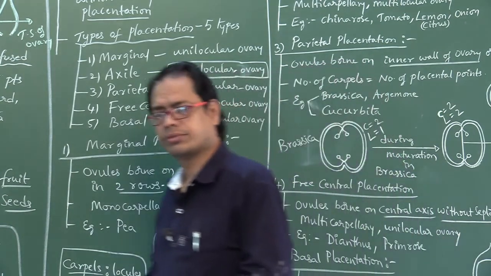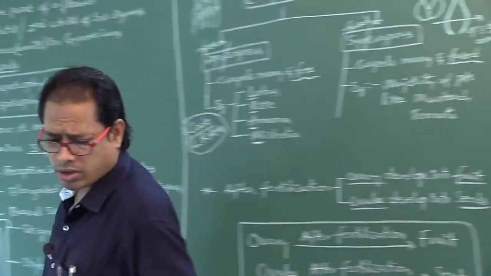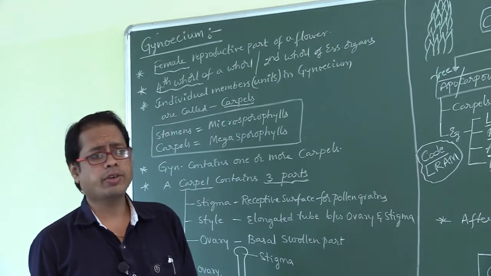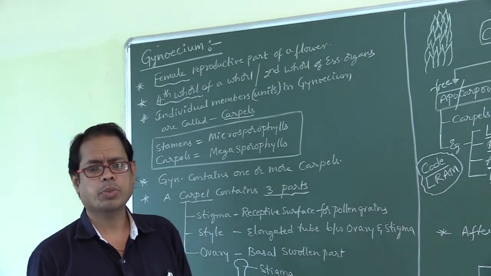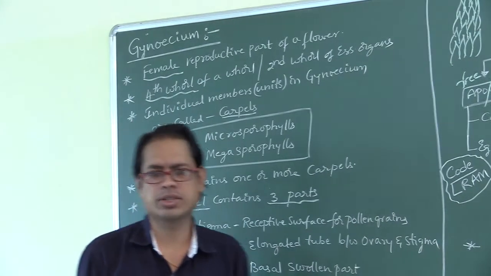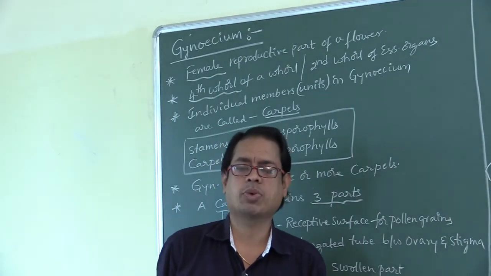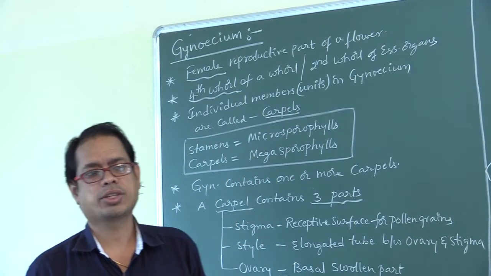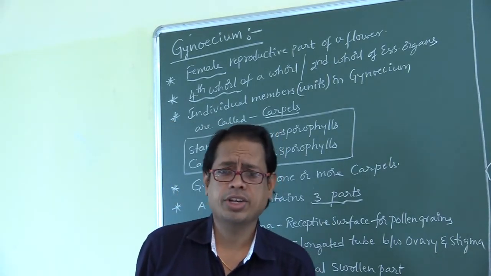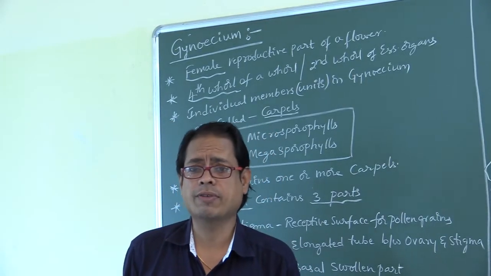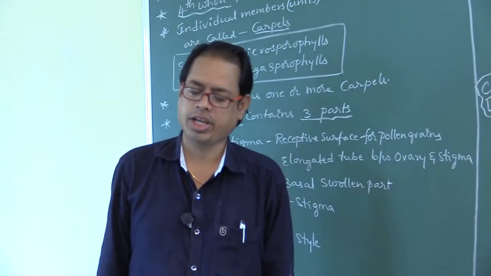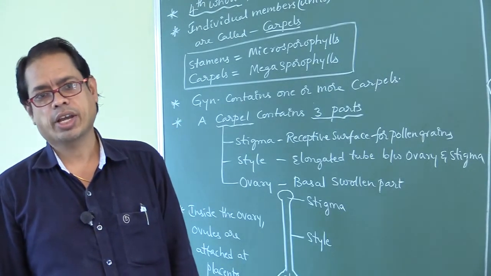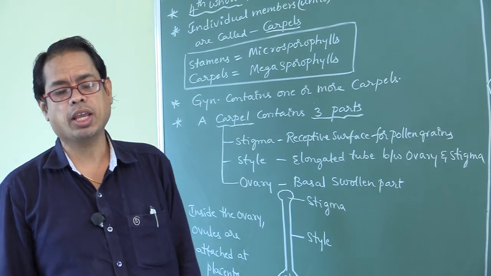So this is about the gynoecium, my dear students. Gynoecium is the female reproductive part. Individual members are called carpels. Carpels are also called megasporophylls, and stamens are also called microsporophylls. This gynoecium is considered the fourth whorl of a flower or the second whorl of essential organs. The gynoecium is also called pistil. It contains one or many carpels.